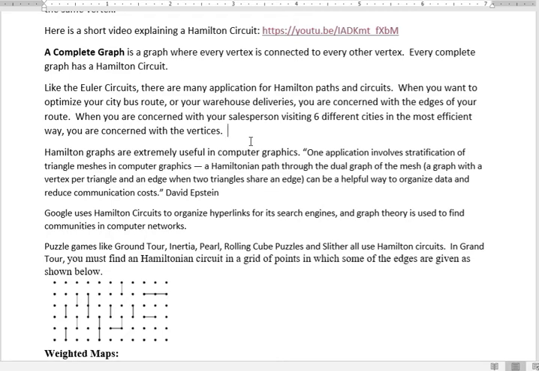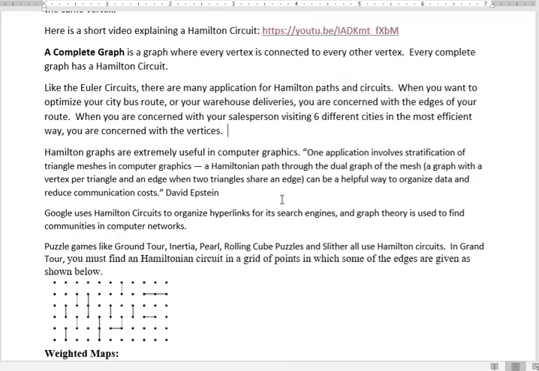Sometimes people talk about Euler circuits, but there are many applications for Hamilton paths and circuits as well. When you want to optimize your city bus route or warehouse deliveries, you're concerned with the edges of your route, and that would be about Euler circuits. But when you're concerned with your salesperson visiting 6 different cities in the most efficient way, you're concerned with the vertices. You want them to make it to the cities. You don't care that they've driven around every road between those cities. So that's about the vertices.